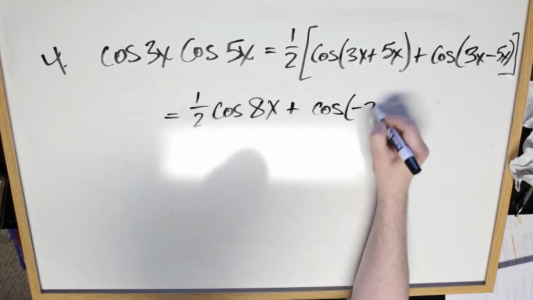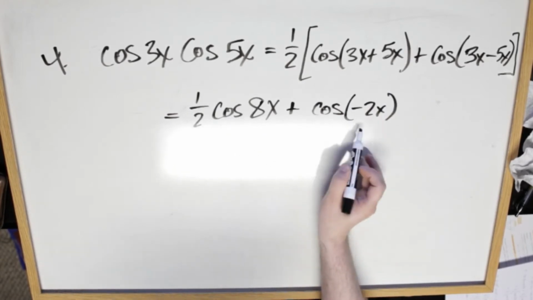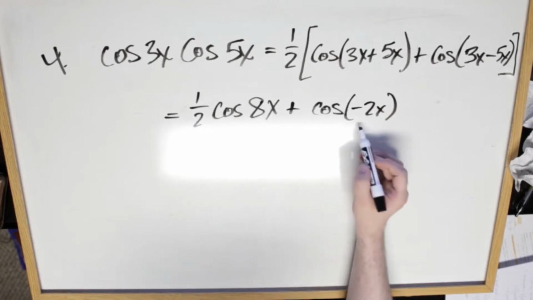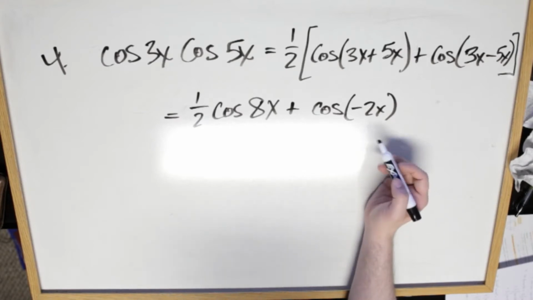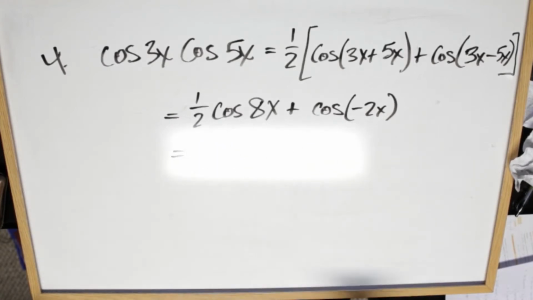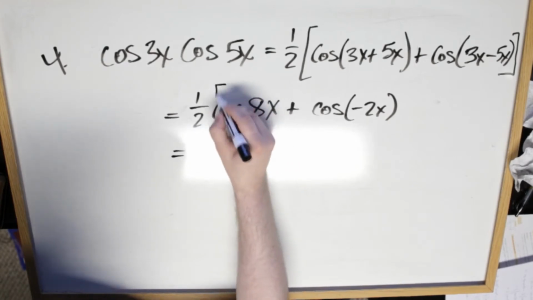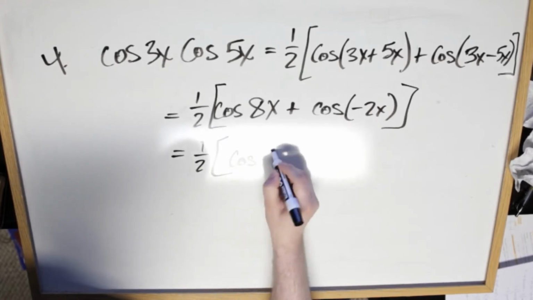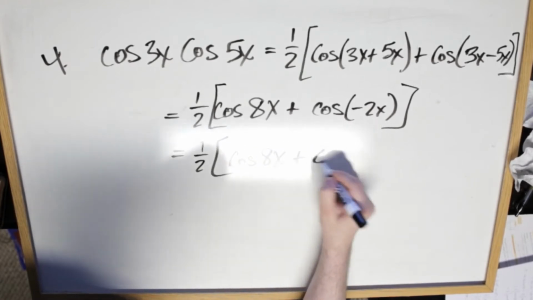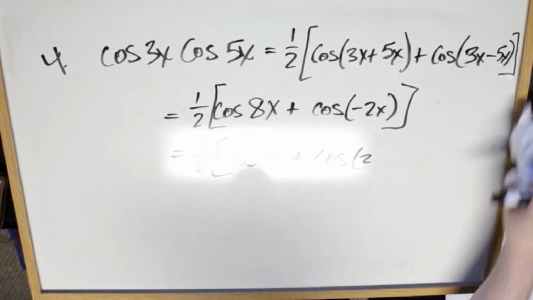of negative 2x. Now, here's the thing that's important to remember. You may remember that if you've got cosine of a negative angle, that's the same as just the positive side. So actually, this can be converted here into just cosine of 2x. So, sorry, there's a bracket there. 1/2 bracket cosine 8x plus cosine of 2x. I guess I don't need the bracket there.